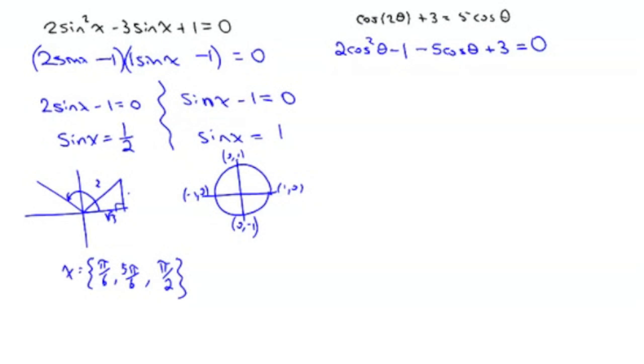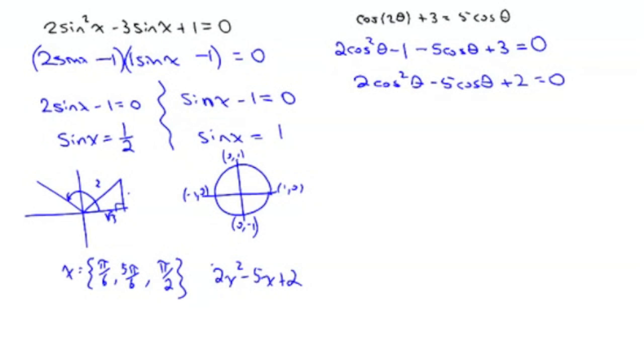Rearrange. Not yet. Combine your like terms. So this is 2 cosine squared theta minus 5 cosine theta plus 2. Now you can try to factor it. Maybe. This one's not as nice. I'm going to do it kind of on the side. I'm going to change it to 2x squared minus 5x plus 2. How does that factor?